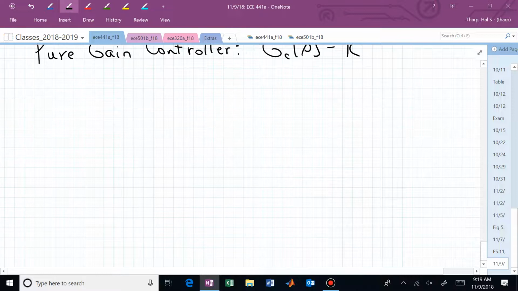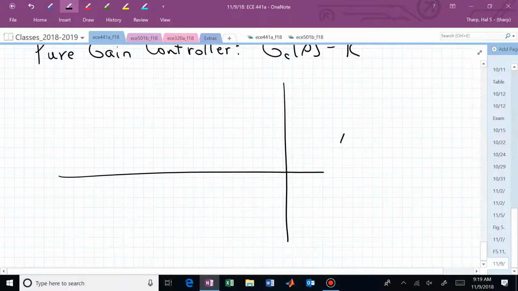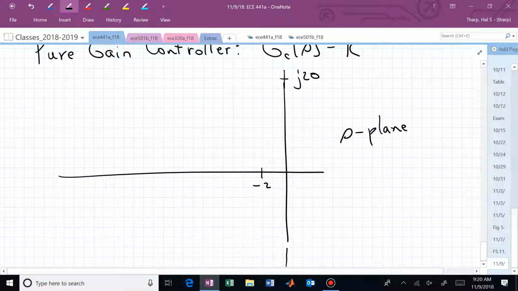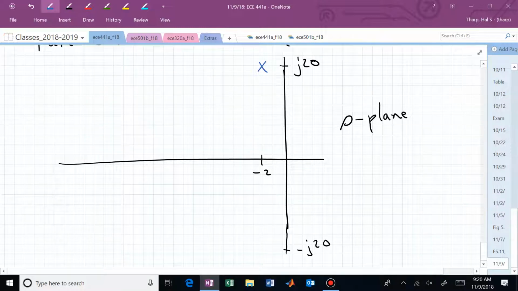So, what's going to happen to our system if we apply a pure gain controller? We're at -2, and now the scales may not be very equal, but we now have two poles right there in our complex S-plane. What's going to happen if we introduce a pure gain controller into this pole zero diagram?